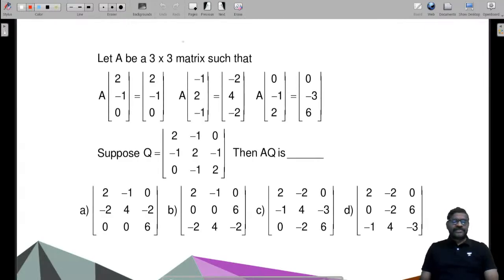Let A be a 3 cross 3 matrix such that A into 2 minus 1 0 is 2 minus 1 0, A into minus 1 2 minus 1 is 2 minus 2 4 minus 2, A into 0 minus 1 2 is 0 minus 3 6. Suppose Q is 2 minus 1 0, minus 1 2 minus 1, 0 minus 1 2, then what is AQ?